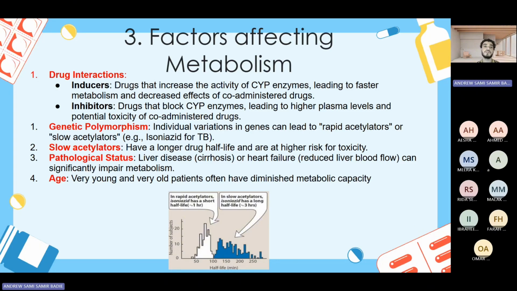On the other hand, inhibitors inhibit the enzymes, which can cause higher plasma levels, which can predispose to side effects. Sometimes we have genetic polymorphism. Some people are rapid acetylators or slow acetylators, so they metabolize the drug either quickly or slowly. And sometimes we have pathological status. If someone has liver cirrhosis or heart failure, it can affect metabolism. And again, also age.